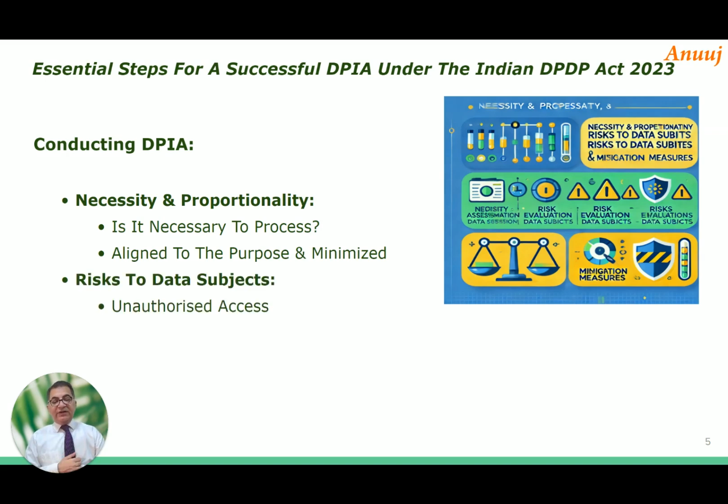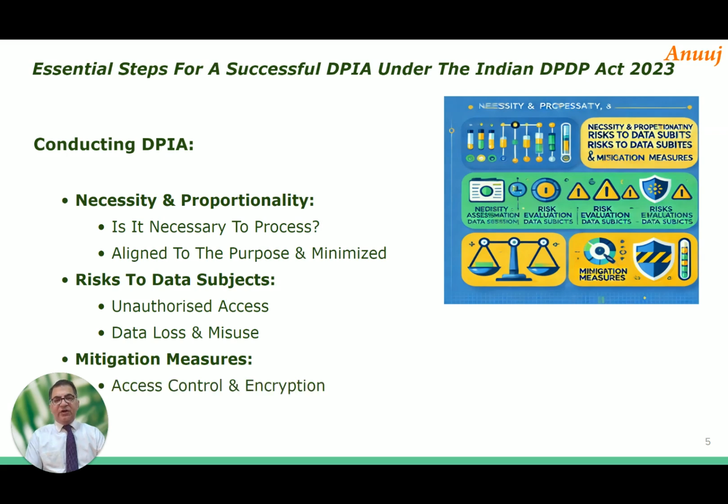What is the risk to the data subject? Is there an unauthorized access to the personal data available in your organization? Is there a possibility of data loss or misuse? Loss can lead to misuse, maybe, maybe not, because if loss is corruption, then no one has hacked it. It is not an access to someone else. But if loss is someone else getting access to your collected personal data, then there is a possibility of misuse also. And then what are the mitigation measures that you are taking?